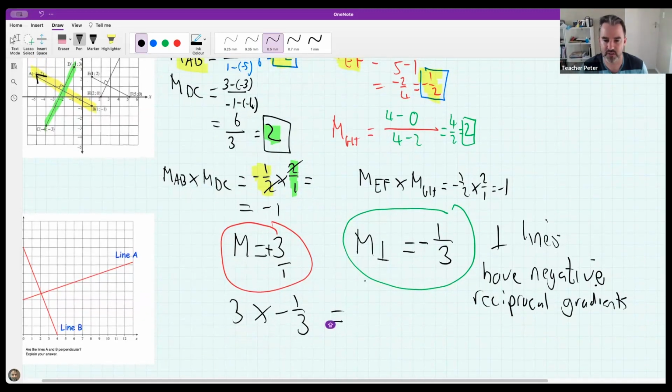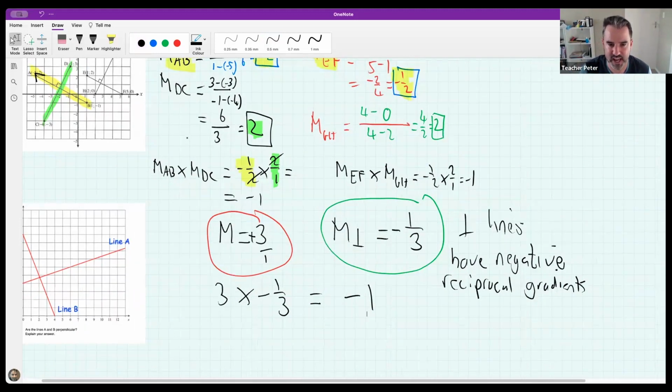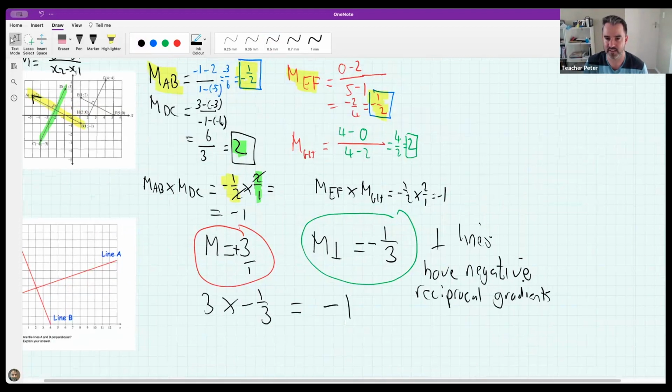Okay, we get minus 1. Yeah, and that's what we expected because we know these are perpendicular lines. So the first bit of key information for today is that parallel lines have the same gradient. Perpendicular lines have gradients that multiply to give us minus 1, or gradients that are negative reciprocals of each other.